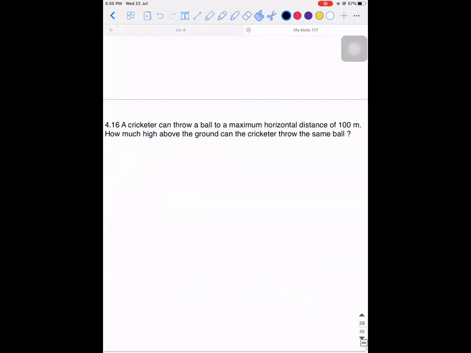So a cricketer can throw a ball to a maximum horizontal distance of 100 meters. How high above the ground can the cricketer throw the same ball? Okay, this is a very ambiguous question. So this also is important. Now what they are asking is, there is a cricketer who can throw a ball to a maximum horizontal distance.